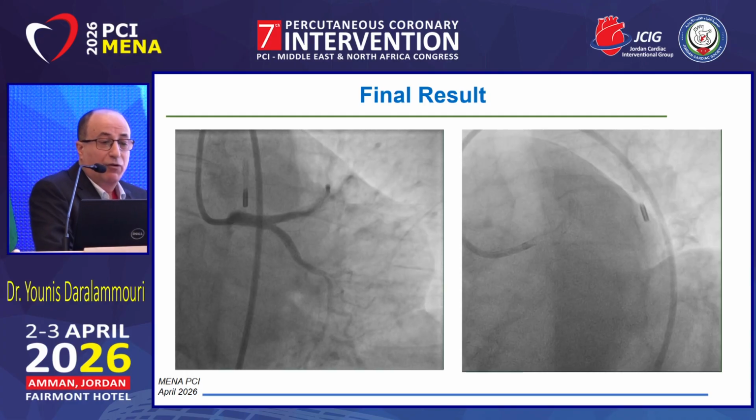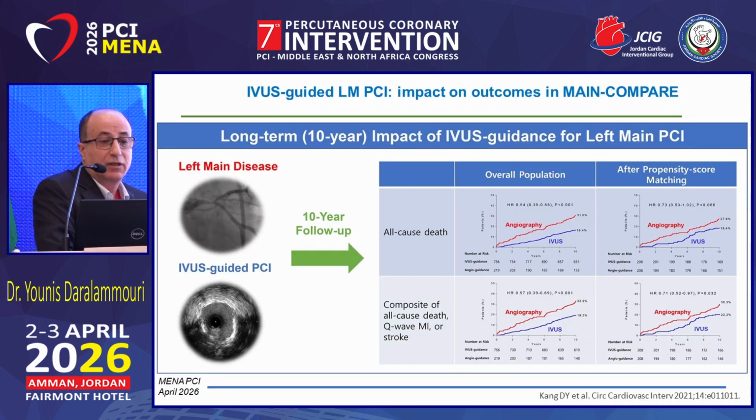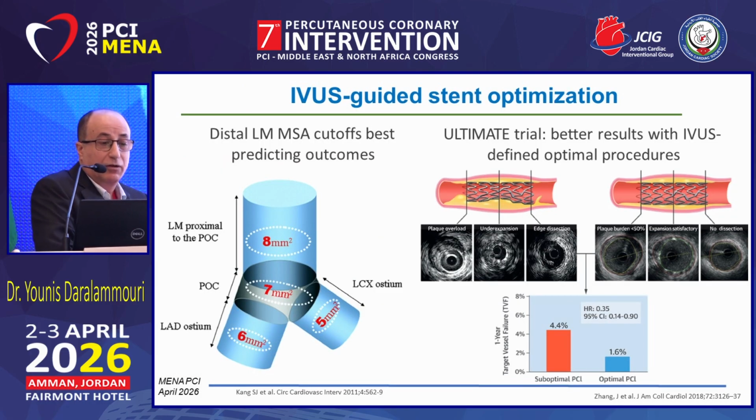The importance of IVUS is well established. In the MAIN-COMPARE study, IVUS-guided PCI was associated with lower mortality, and reduced the rate of death, myocardial infarction, and stroke. IVUS allows precise assessment of minimal stent area, which correlates with outcomes. The cut-off value for LCX is 5 mm, for LAD 6 mm, for left main 8 mm.